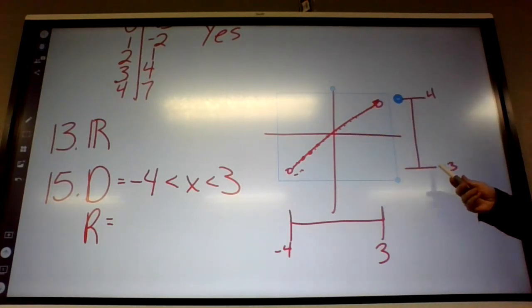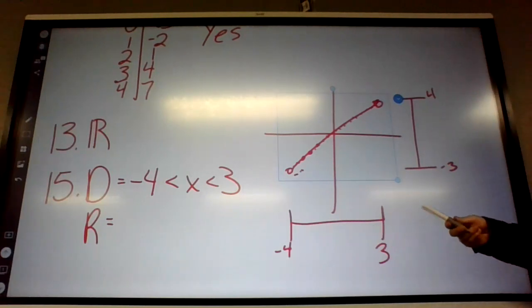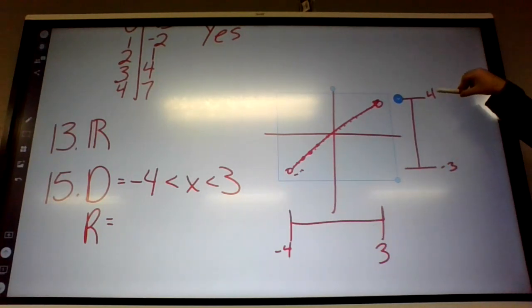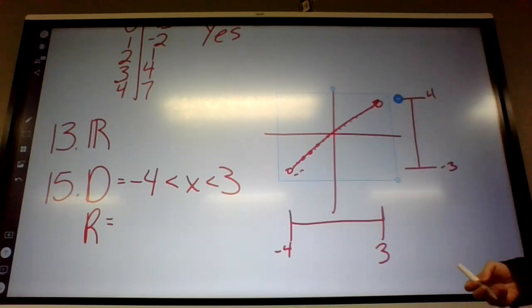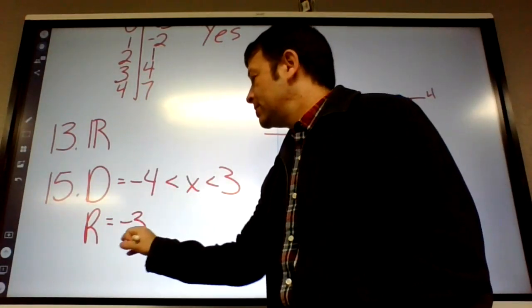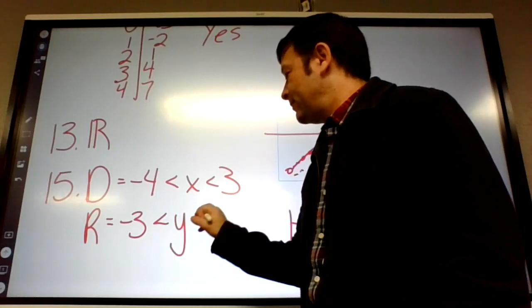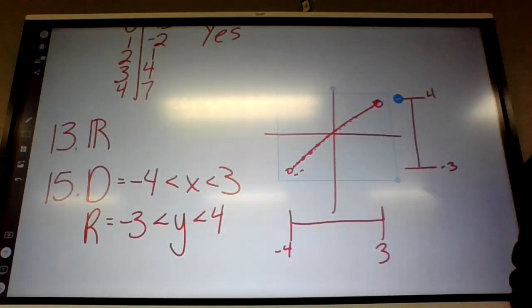So we're kind of doing the same thing. The numbers are a little backwards though. But the y values run from -3 to 4. Are -3 and 4 included? No. The open circle means no. So same thing, but this time it's -3 to 4. And go ahead and put y in there for the range instead of x.